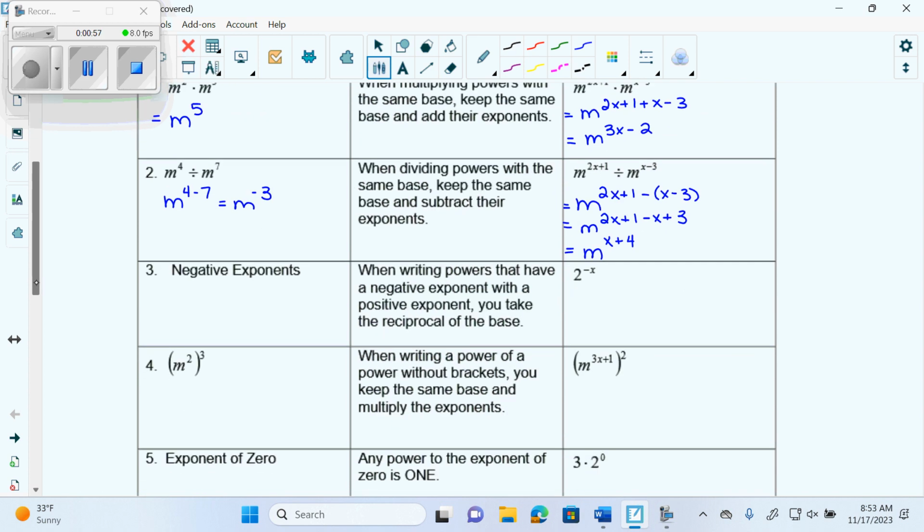We talked about negative exponents already. If we have 2 to the negative x, how do we make it positive? Well, it's currently in the numerator. So we can drop it to the denominator and we get 1 over 2 to the x.